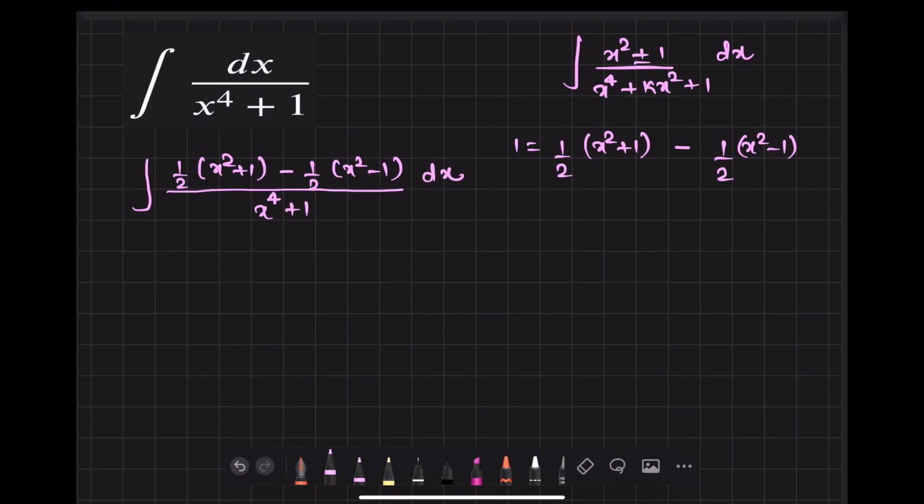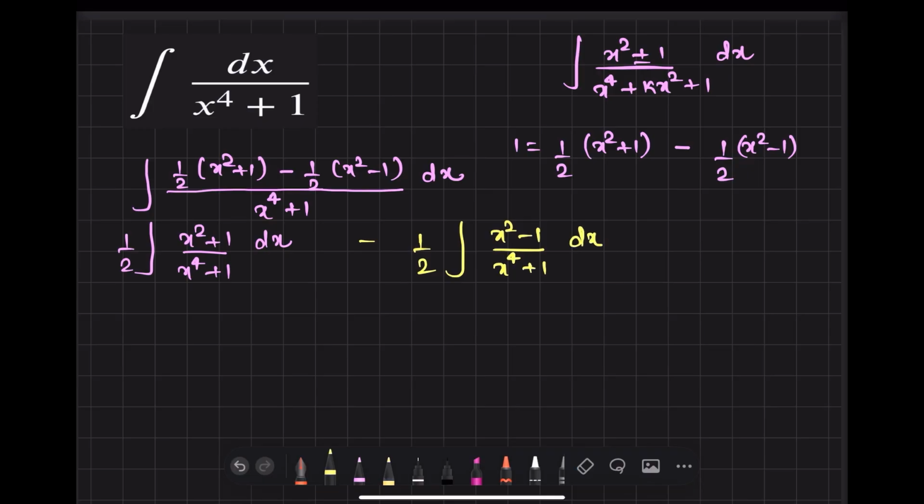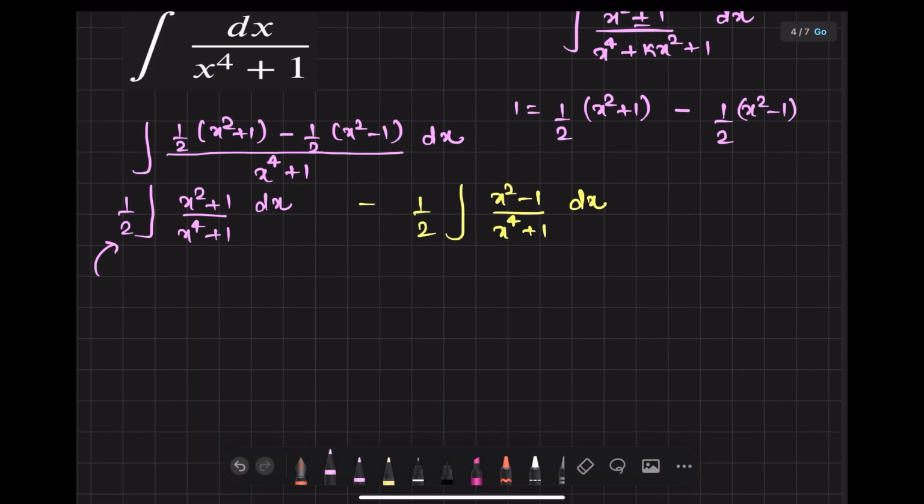Now segregate this one question into two questions, because now you guys are comfortable, hopefully. Okay, so let's break down into question number 1: x square plus 1 upon x power 4 plus 1 dx, minus 1 by 2 integration x square minus 1 and then x power 4 plus 1 dx. Now simplify this purple part. I think it is purple only.